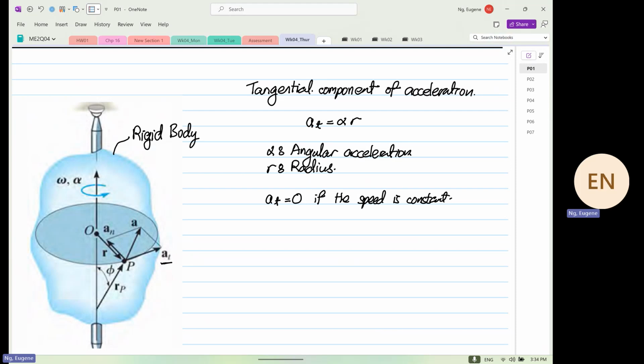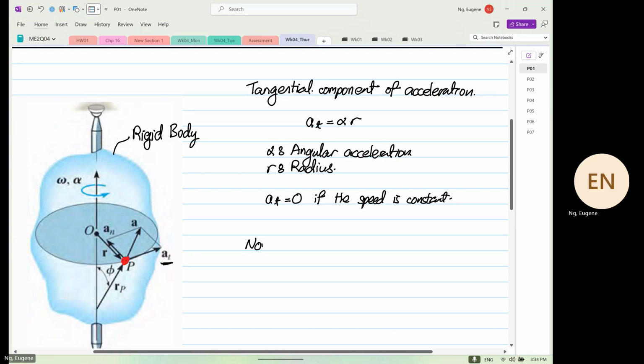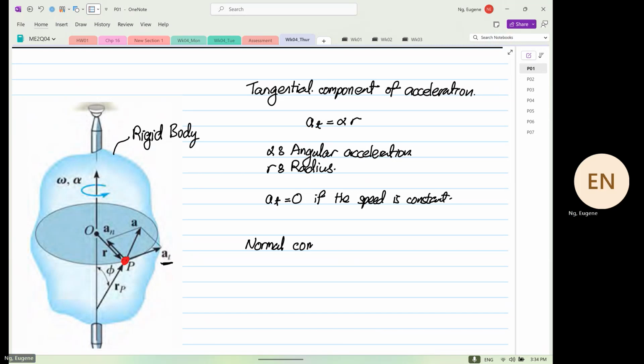So we can see over here in this figure, this is AT, this is a point. Let me change color, I do apologize. This is a point where it's point P, and at the tangent of that point is your acceleration in tangent component. Then the next one, we have normal component of acceleration.